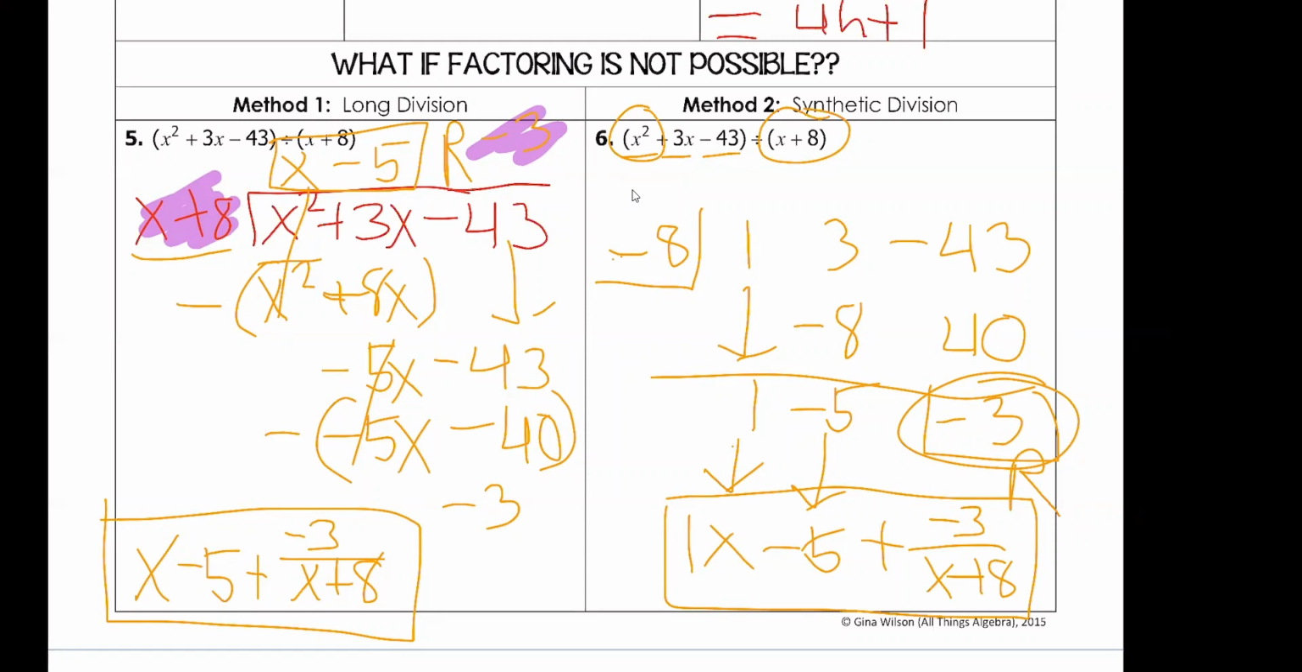But like I said, synthetic division won't always work for your divisional needs. But for this class, honestly, you'll be able to use synthetic division pretty much always.